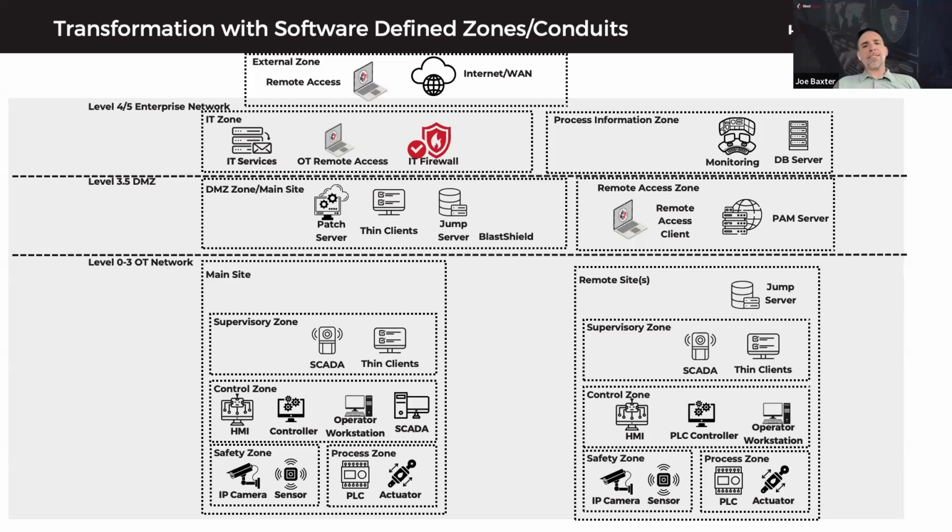So now we're looking at this diagram with a slightly different set of eyes. How do I make this work and get some zones and conduits without, first of all, breaking the bank, and second of all, breaking my back trying to scatter firewalls throughout this network?